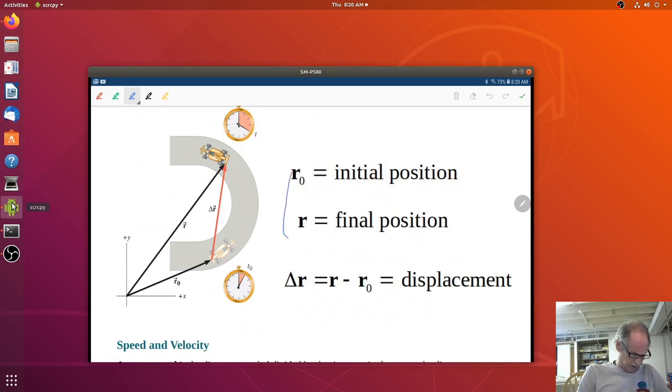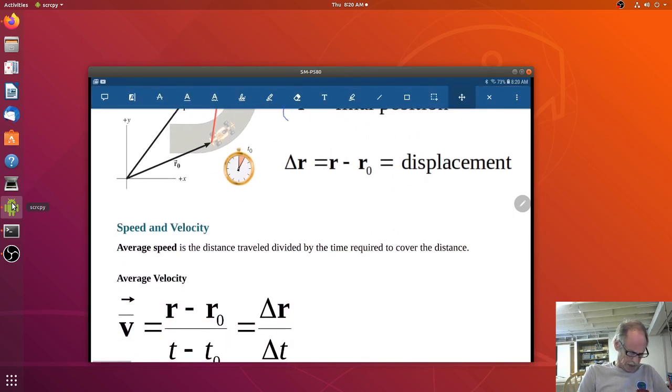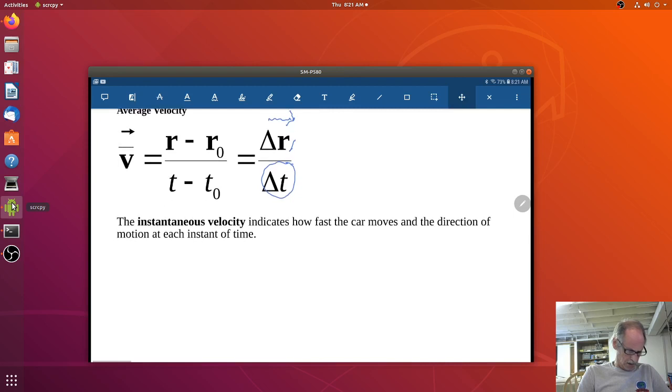And then what we defined after that was the average velocity, which was a displacement over the time. And now that's going to be a vector divided by a scalar. Time doesn't have a direction, but this vector does. The average velocity is the average over a long time period. We're going to define the instantaneous velocity. This is the average velocity, which is a vector.